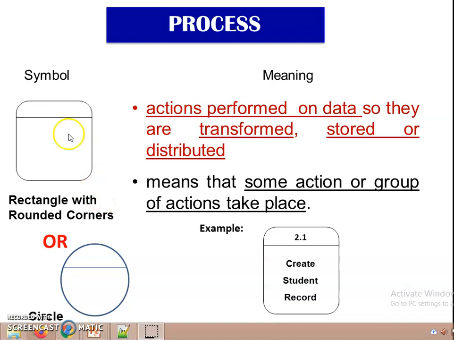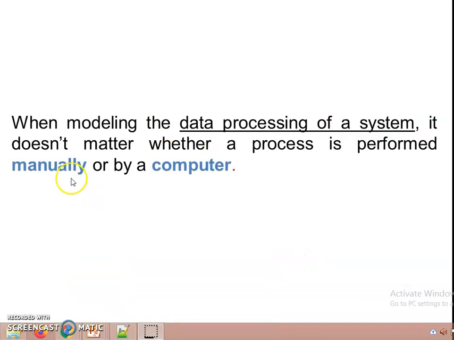So you can use either a rectangle with rounded corners or the circle. Any of these would mean an action or group of actions that takes place. An example: create student record. Create is actually an action. When modeling the data processing of a system, it doesn't matter whether a process is performed manually or by a computer, because as we have discussed, the logical DFD is basically focused on the actual business event or actual business process.